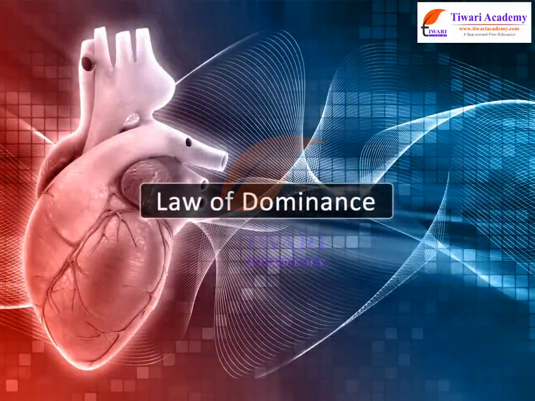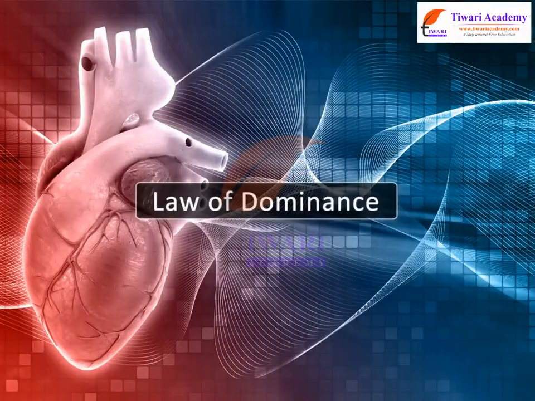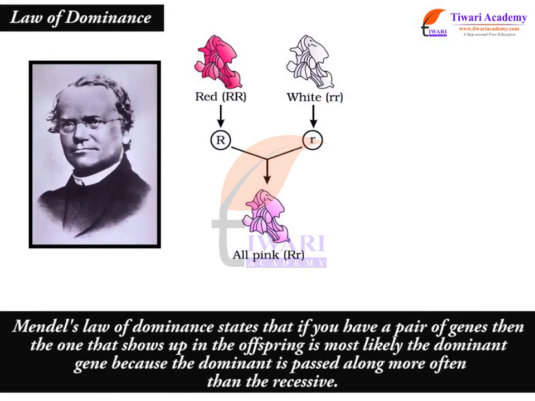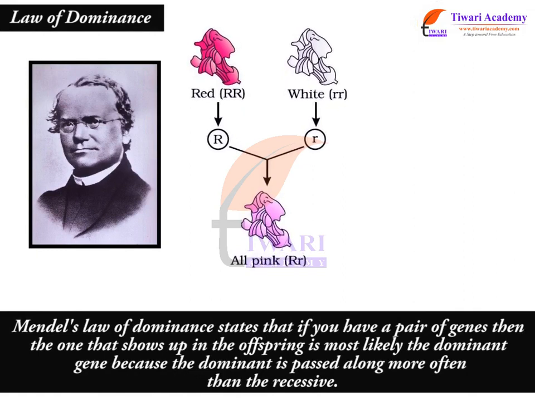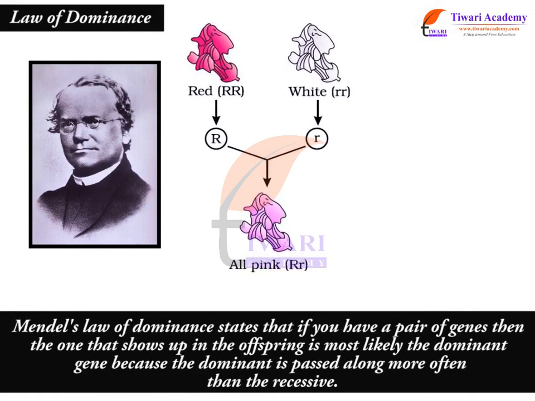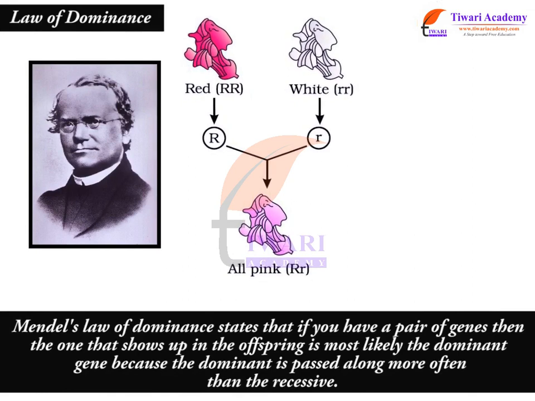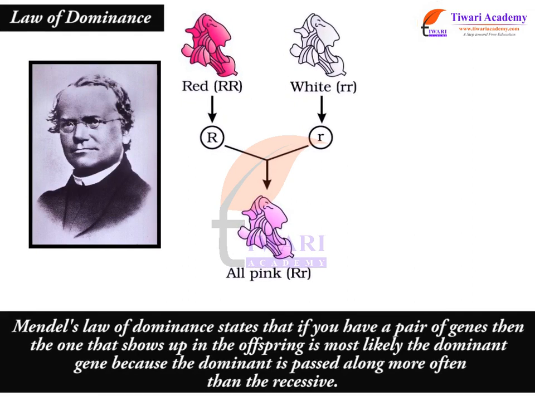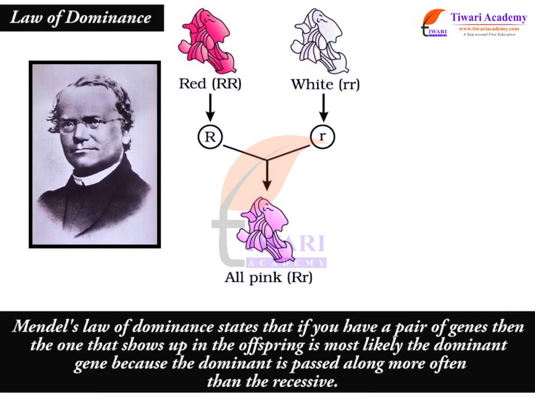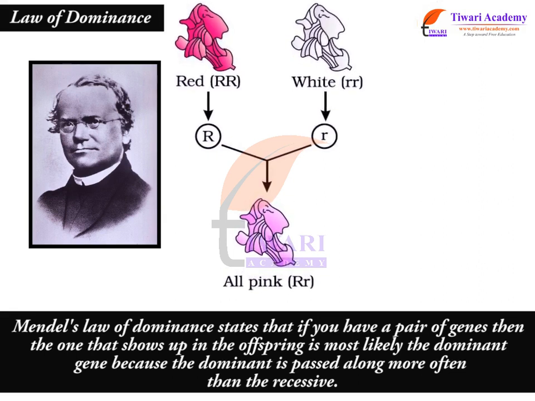Law of dominance. Mendel's law of dominance states that if you have a pair of genes, then the one that shows up in the offspring is most likely the dominant gene, because the dominant is passed along more often than the recessive.